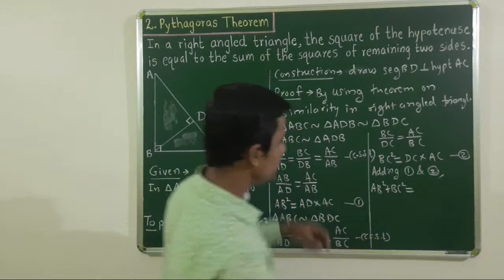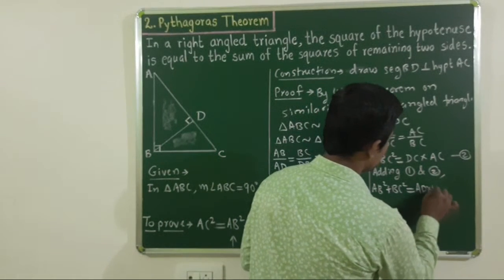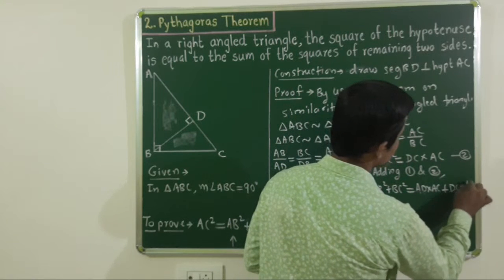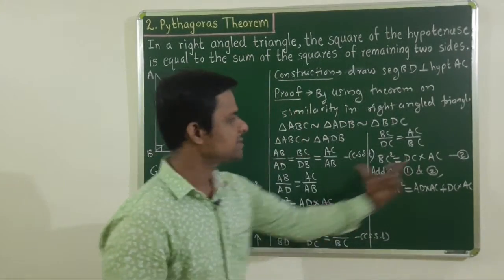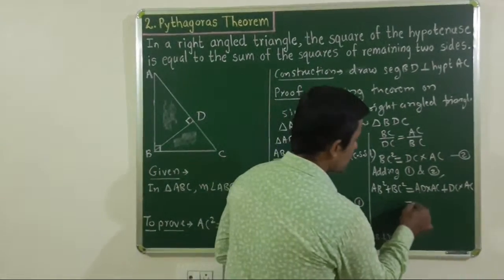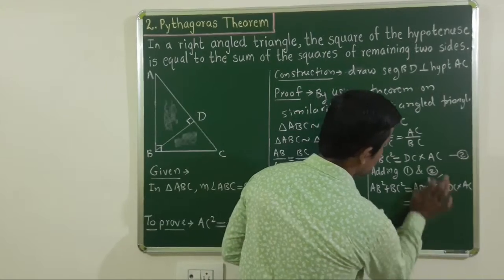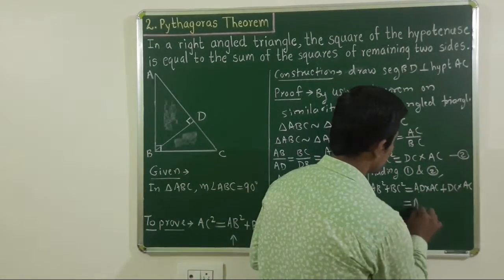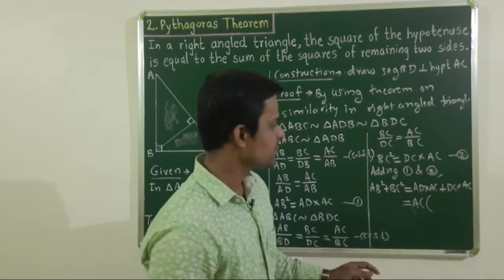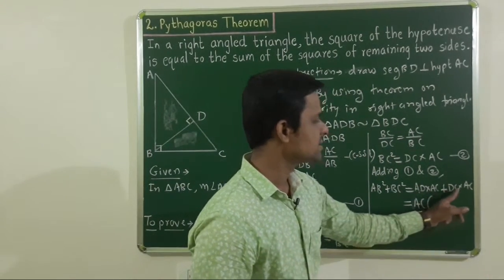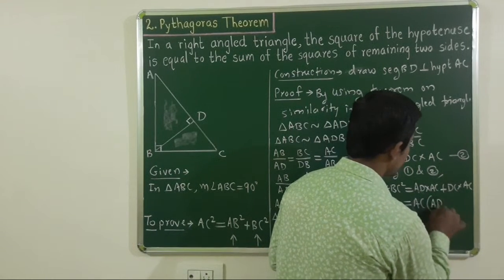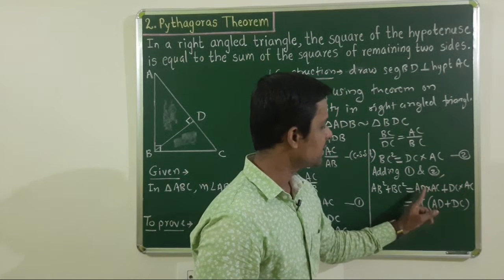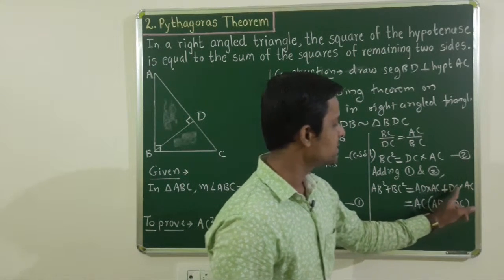That is AD into AC plus DC into AC. Now on this side, what is common? That is AC. AC is common. Taking AC common, what is in bracket? That is AD plus DC. By taking AC as common, we will get AC into bracket AD plus DC.